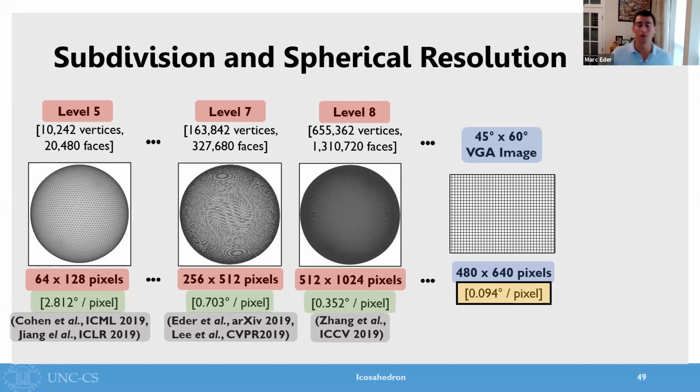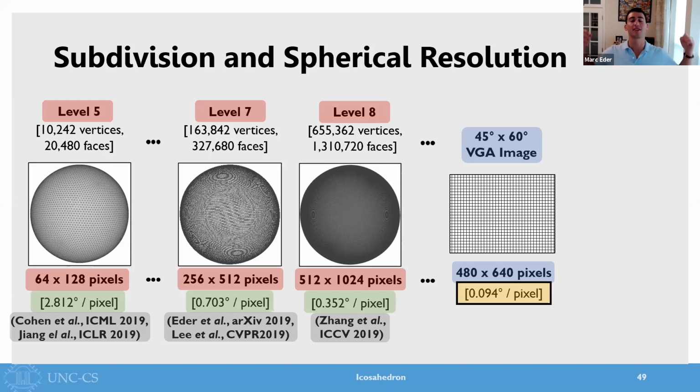Basically, did you hear anything on this slide? Yeah, you just got to the 480 by 640 pixels, the VGA image. Awesome. So the VGA image has an angular resolution of 0.094 degrees per pixel, which is significantly lower than the highest spherical image resolution that these other works have processed. But this gets back to that issue of scalability that I mentioned early on.